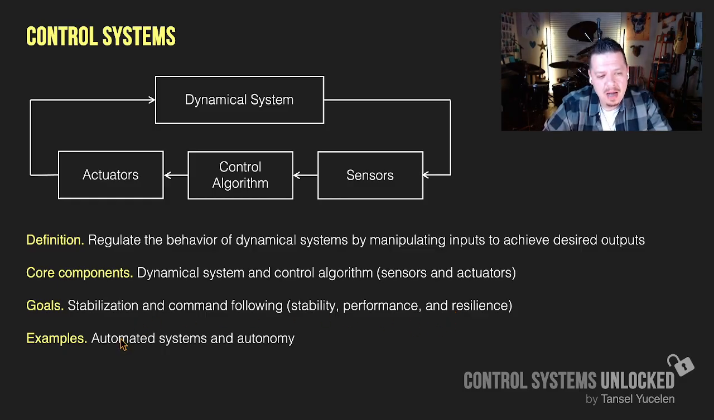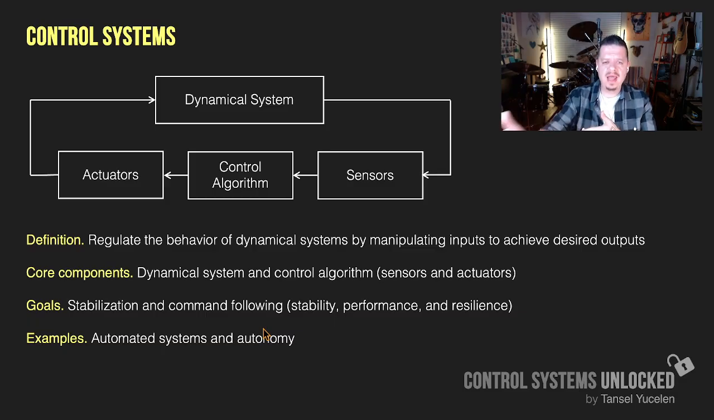So, examples are automated systems. What I mean by automated systems is that you want a dynamical system to do something. We also use control systems for autonomy. Autonomy is a little bit deeper than automated systems because in autonomy, you not only have a control algorithm, but you also have vision-based planning. For example, let's say you have a robot in an unknown environment. You need to plan the path at the higher level. At the low level, you need a control algorithm to execute that path.